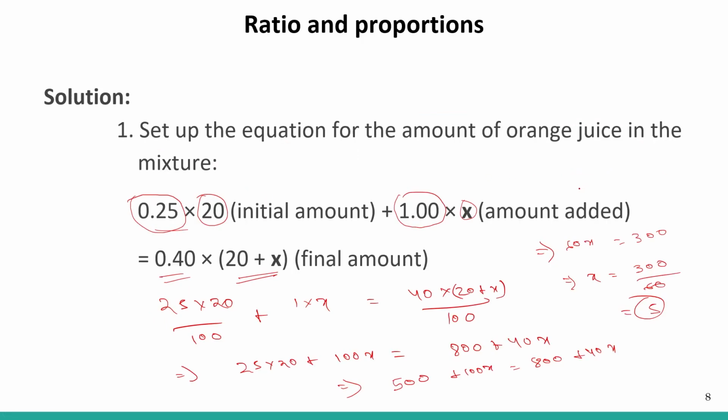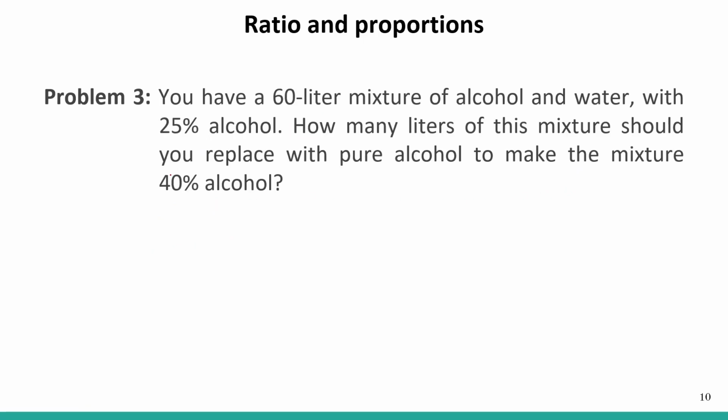With volume. So let's proceed with problem number 3. In problem number 3, we have a 60 liter mixture of alcohol and water. So the mixture is of 60 liters, with 25% alcohol; in this 60 liters, alcohol contributes 25% of it. How many liters of this mixture should you replace with pure alcohol to make the mixture 40% alcohol?